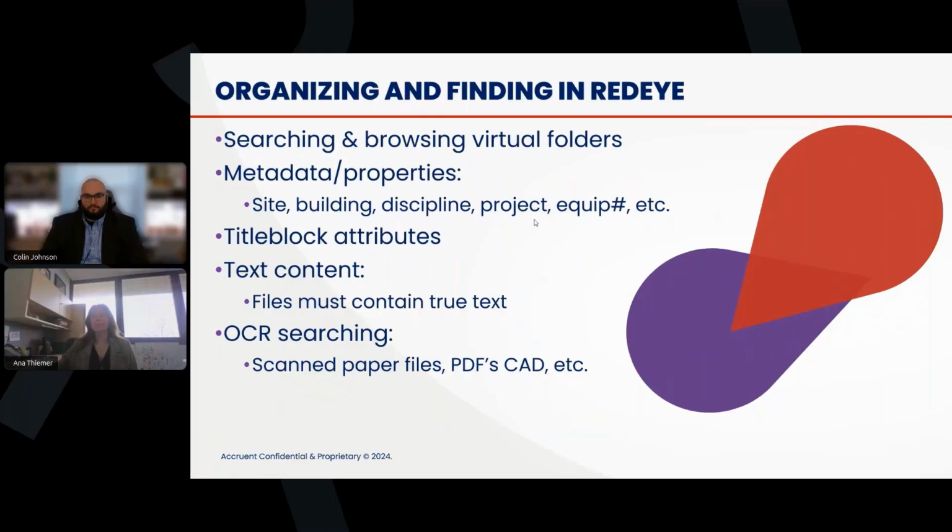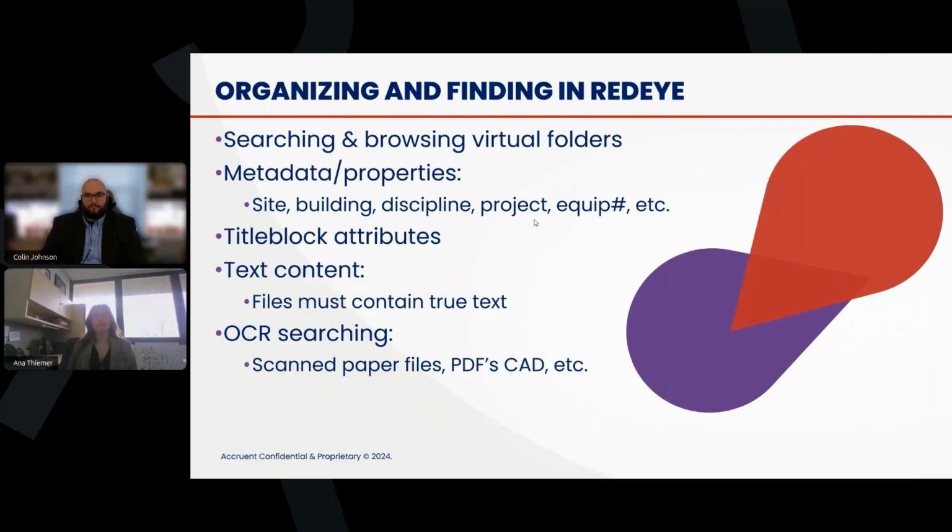Before you can use a drawing or document, you've got to find it first. So here are some of the tools in RedEye to help you find documents. With RedEye, you can search and browse for files in a folder structure, like what you may have in Windows now. You can also tag drawings and documents with pertinent metadata or properties like site, building, discipline, project, etc., and search and retrieve based off of that. If you have AutoCAD drawings with attributed title blocks, that information can be indexed into RedEye as properties for search and retrieval.